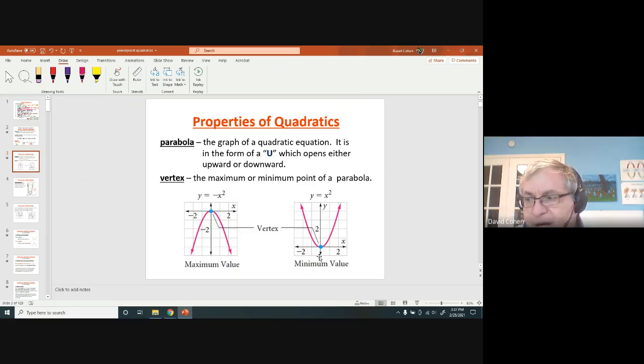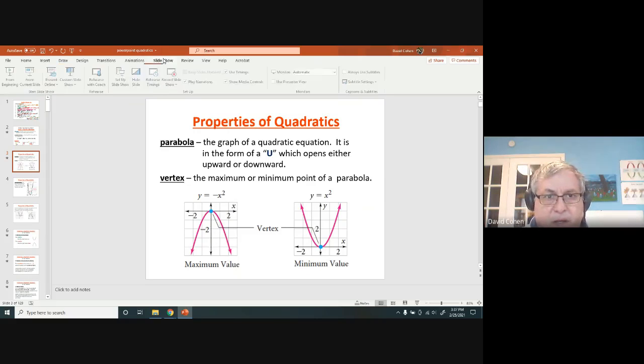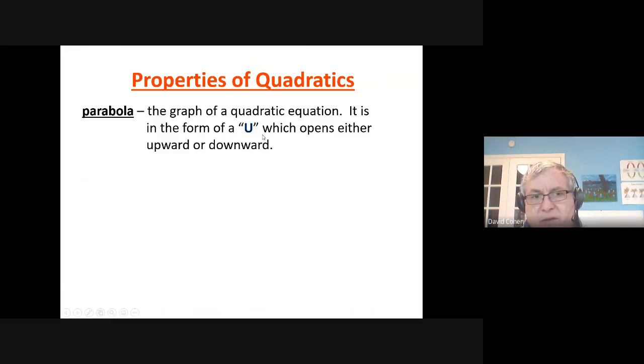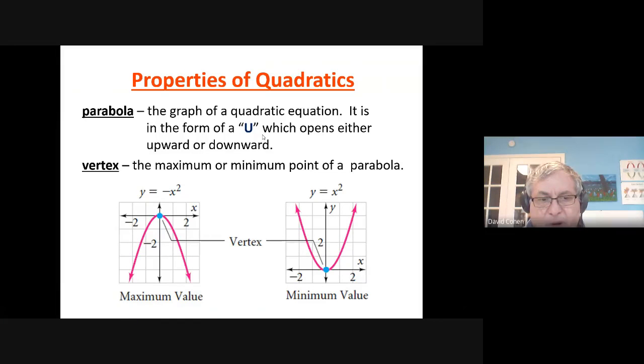So, properties of quadratics. The graph of a quadratic equation is in the form of a U, which opens either upward or downward. Sometimes you'll hear teachers say smile or frown. The maximum or minimum point of a parabola will be at the vertex. If it's a sideways parabola, it's no longer a function. It fails the vertical line test. So we have a maximum when it's downward facing and a minimum when it's upward facing.